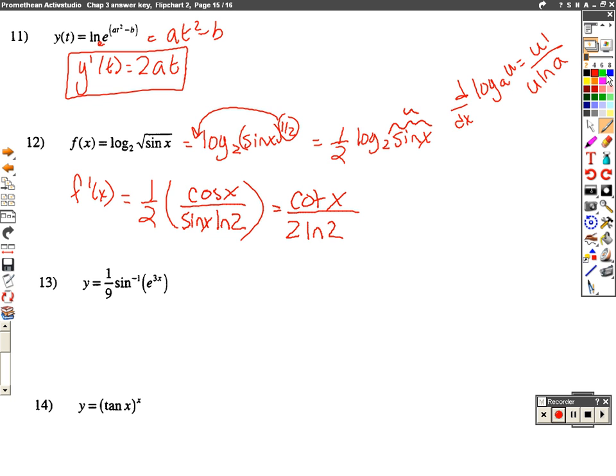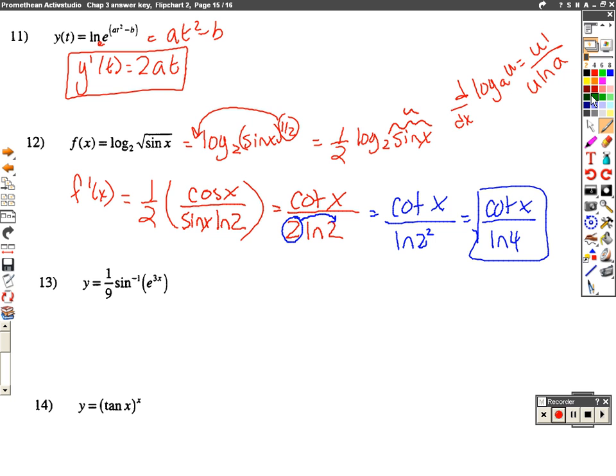Just one more trick that might happen, and like I said, on the multiple choice questions, normally we bring powers down and put them in front of logs. We can also bump them back up. So really, this could be the same thing as the cotangent of x over the natural log of 2 squared, or the cotangent of x over ln of 4. And there's your final answer.